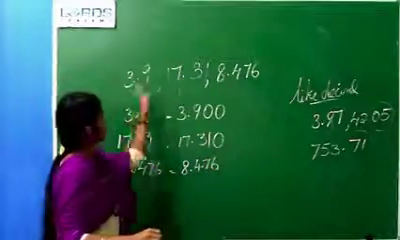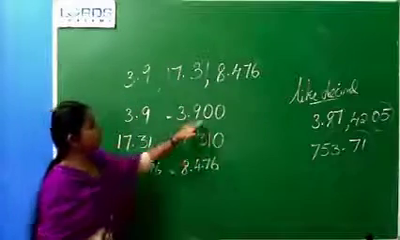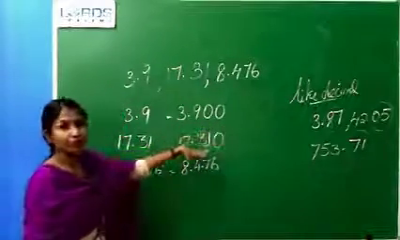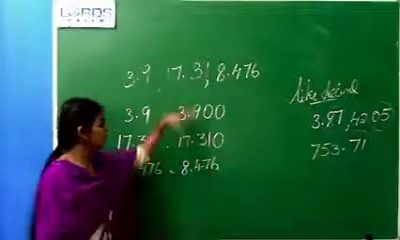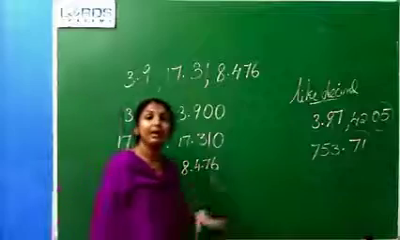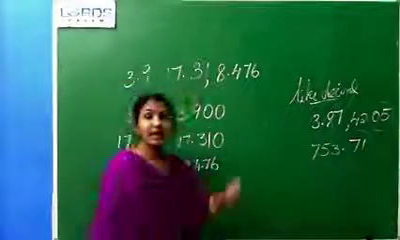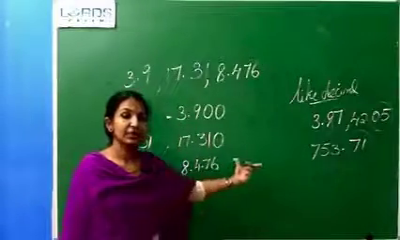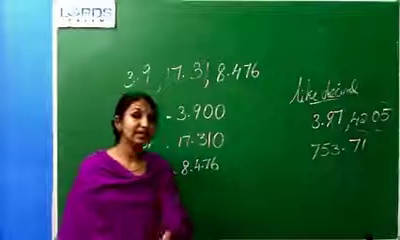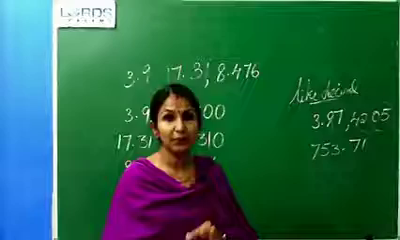So this became like 3.900, 17.310, 8.476. Now these became like decimal numbers. First it was unlike, and now we converted them into like decimal numbers. The next one is comparison. How can we compare decimal numbers?